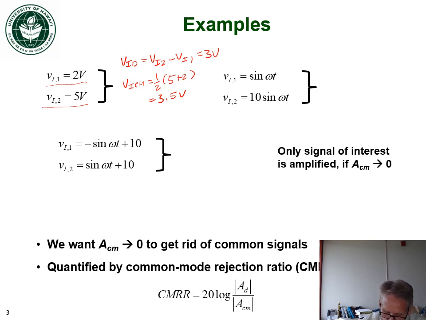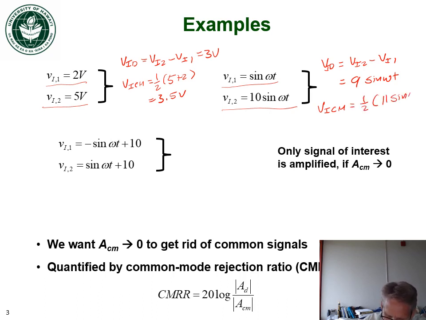Another example on the right here, suppose VI1 is sine omega t, VI2 is 10 sine omega t, then VID is equal to VI2 minus VI1, which would be equal to 9 sine omega t, and VI common mode would be equal to 1/2 of 11 sine omega t, which would be equal to 5.5 sine omega t.